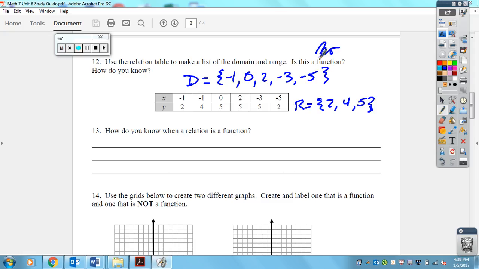And why or why not? It's because negative 1 has 2 outputs. In other words, negative 1 is with 2 and negative 1 is also with 4. It's not okay, and it's not a function. The y's don't matter, it's just the x. How do you know when a relation is a function? Again, each x has to have exactly 1 y. X's don't cheat. Each input has exactly 1 output, not 2, not 0. That's sort of what we're looking for with this example.